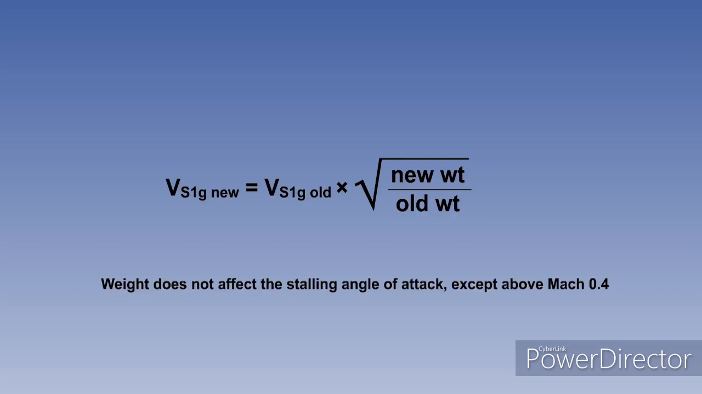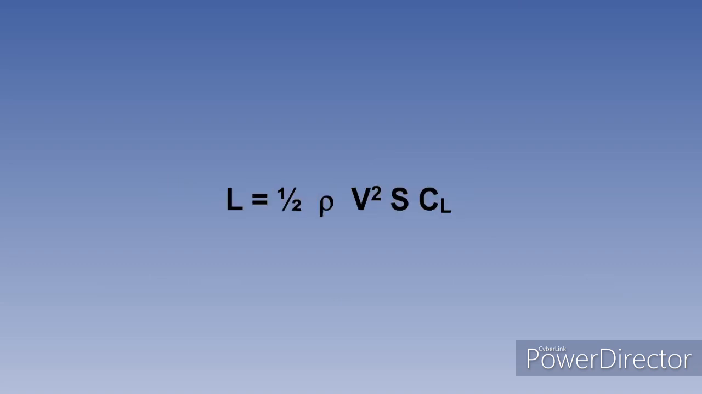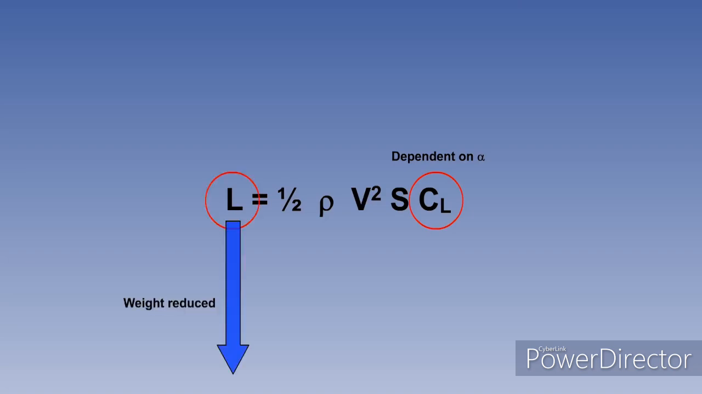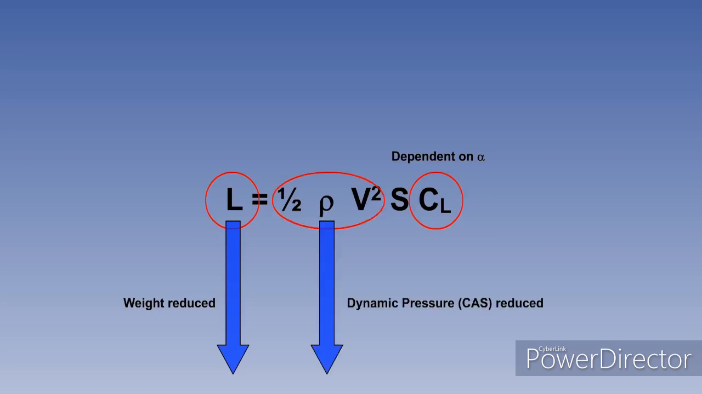The angle of attack at which the stall occurs will not be affected by the weight. This is provided that the appropriate value of CL max is not affected by speed, which will only happen at speeds above Mach 0.4. To maintain a given angle of attack, say critical angle or alpha CL max, in level flight, if the weight and therefore the lift required is changed, it is necessary to change the dynamic pressure. In other words, the CAS.